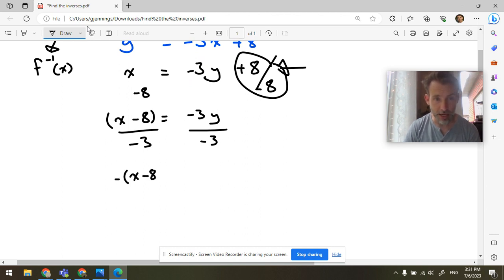-(x minus 8) over 3, because negative denominators make me want to barf in a bucket. So don't make me barf in a bucket, please. Just write your negatives on top in the numerator. Just have that as a habit, okay? It's a good math habit.